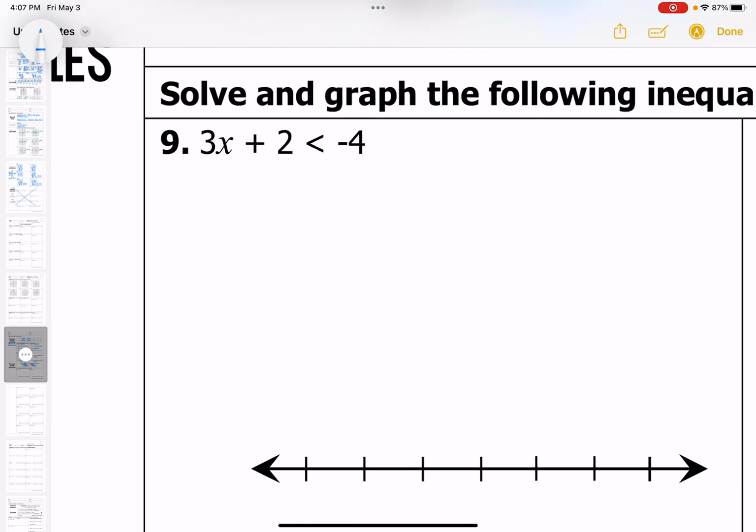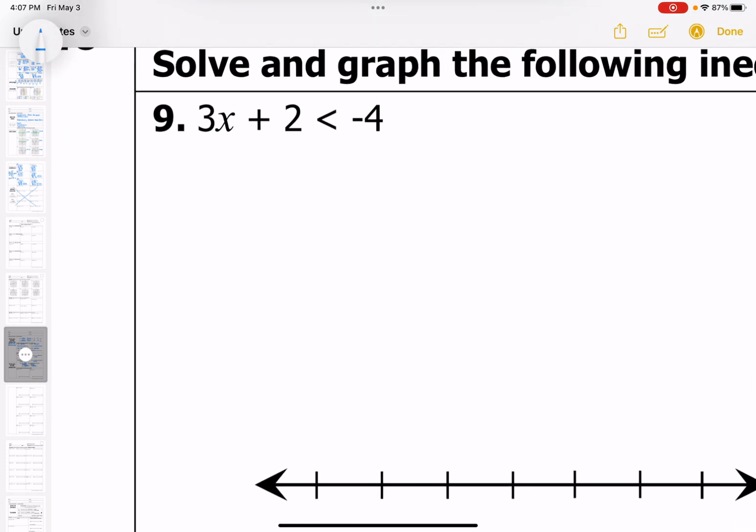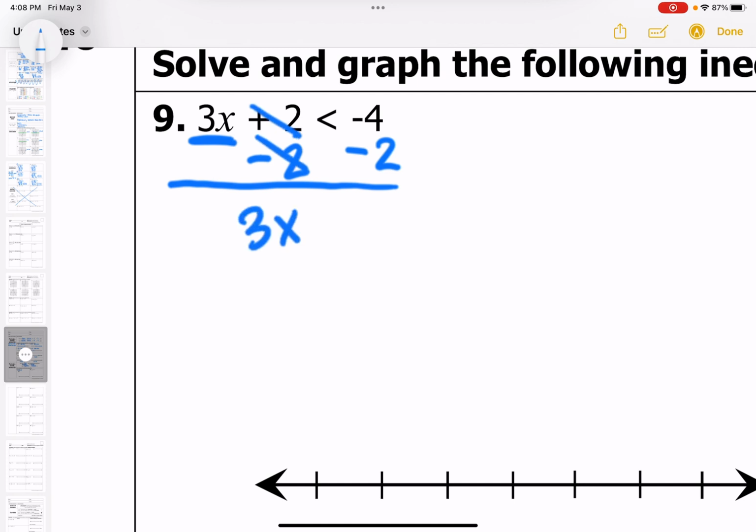All right, so number 9, we have 3x plus 2 is less than negative 4. I'm going to solve this just like I would solve any other equation. First, I have to move that positive 2 to the other side so that I can get 3x by itself. To move a positive 2, I do the opposite, which is subtract. So I'm going to subtract 2 from both sides. So I'm just left with 3x, and then negative 4 minus 2 is negative 6.